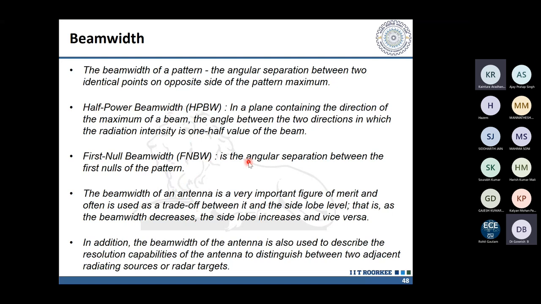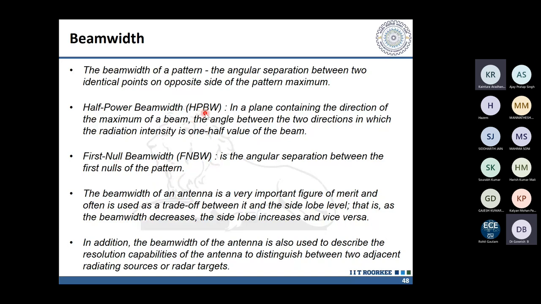The first null beamwidth is that angular separation between the first nulls in the pattern. Of course, we are interested in the direction of maximum radiation. So the immediate nulls around the direction of maximum radiation will be the first nulls, and the angular separation between the first nulls will be the first null beamwidth.